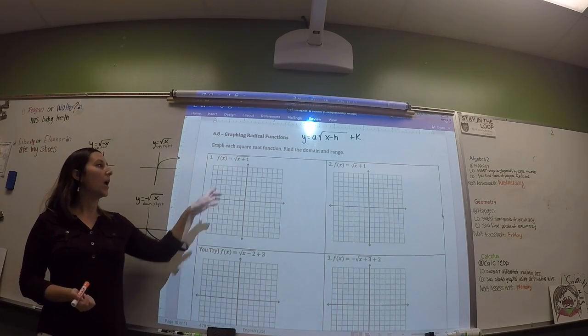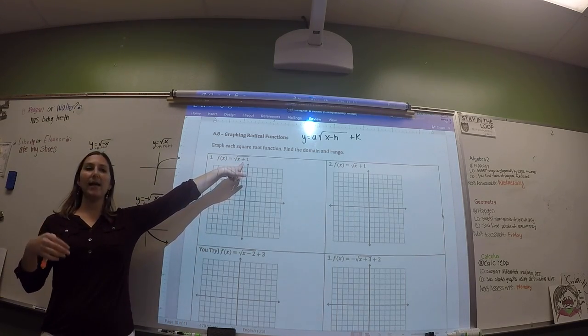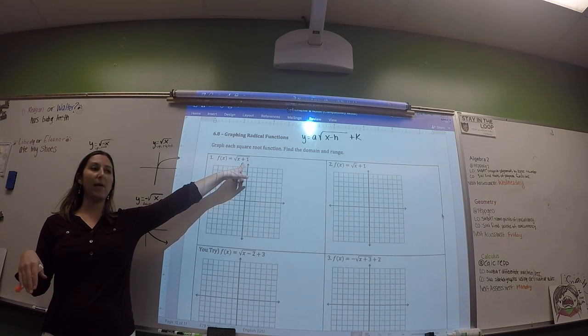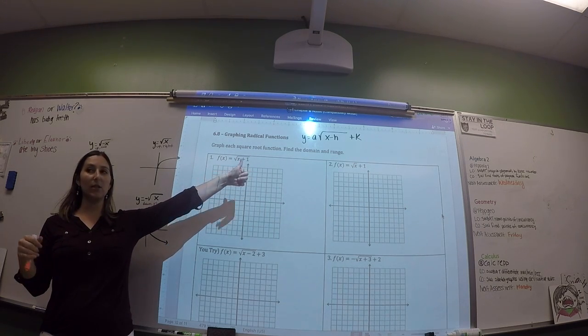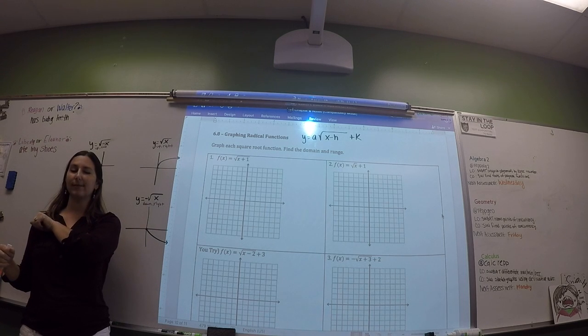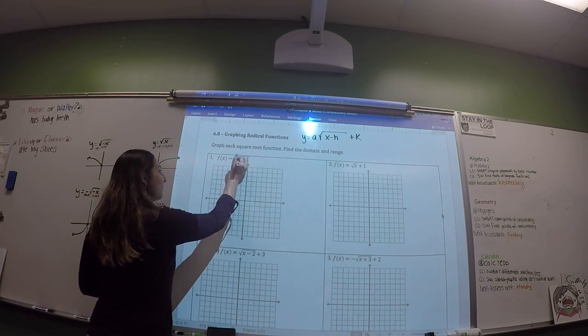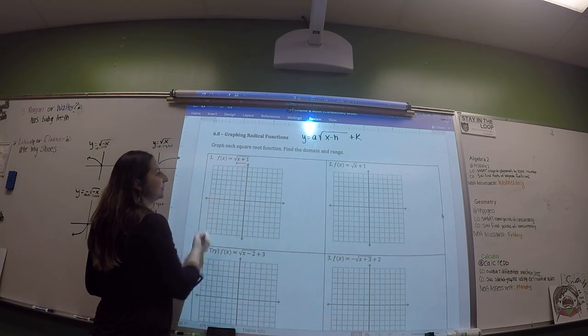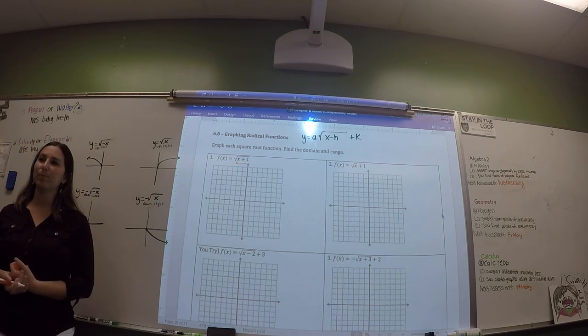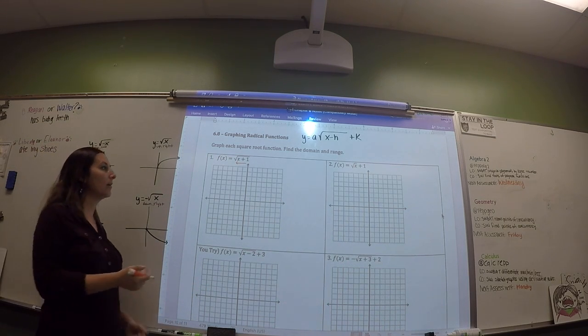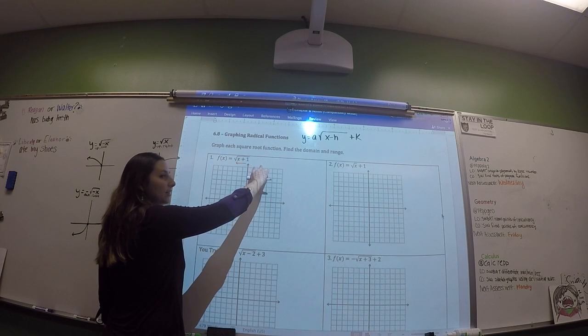So the 1 is in the square root. Now it says x plus 1, but we know that when we do plus inside, it actually means go to the left. That's whack.